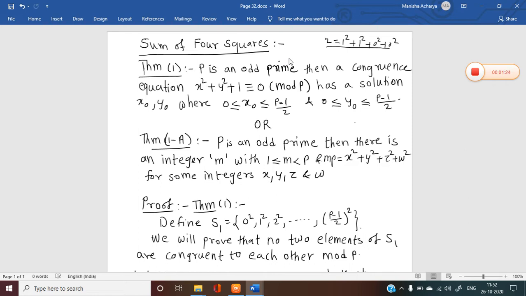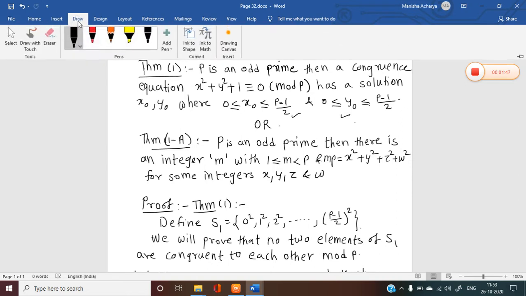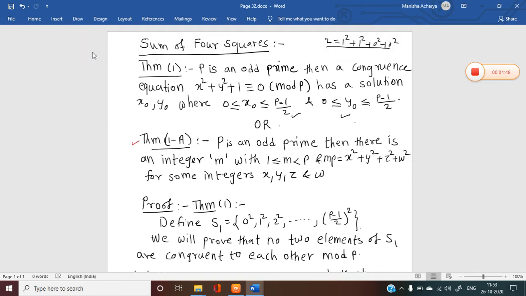Okay, so now to prove it, we are going to prove a series of theorems. So here this is the first theorem. If p is an odd prime, then the congruence equation x square plus y square plus 1 congruent to 0 modulo p has a solution x0, y0, where x0 and y0 satisfy this condition. And now I have written over here the next theorem. Actually, the next theorem is a little bit different, because here it states that if p is an odd prime, then there is an integer m with the condition that 1 is less than or equal to m less than p, such that mp is equal to sum of four squares.